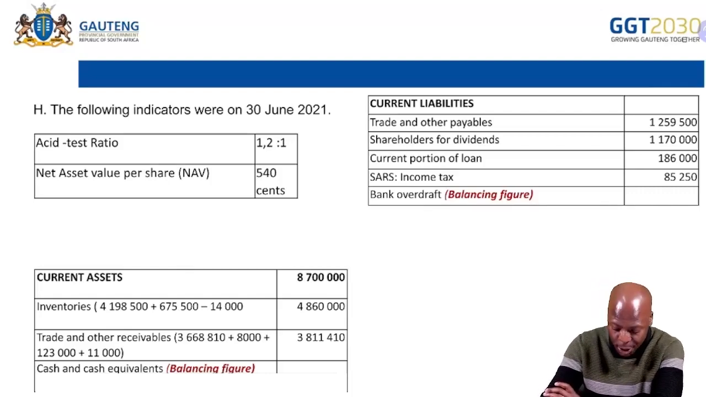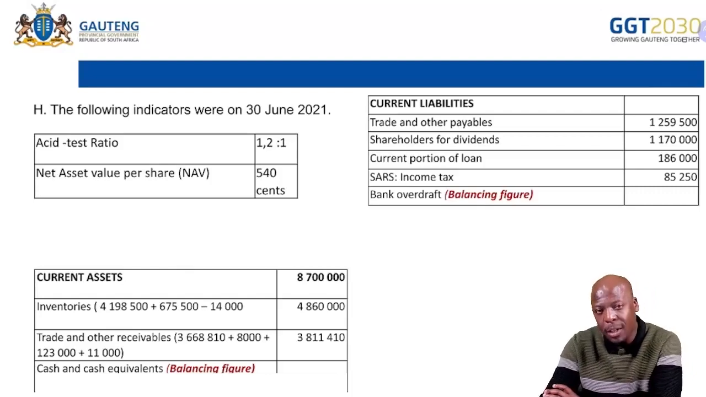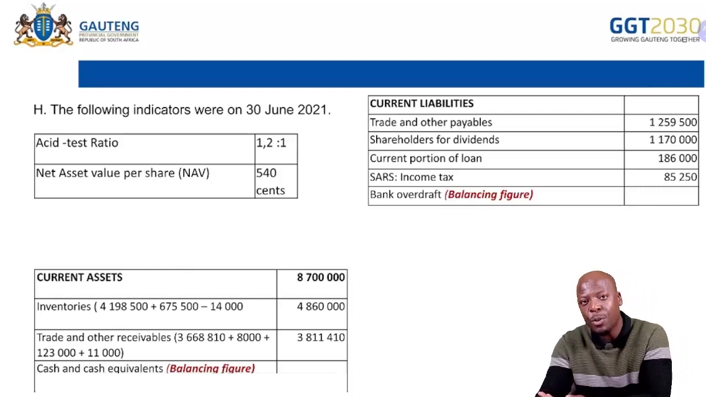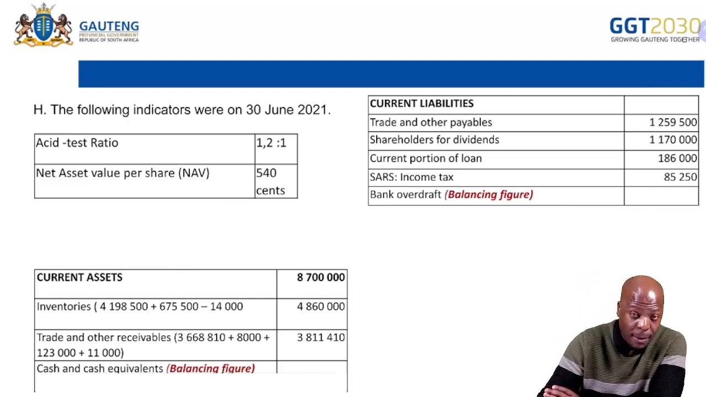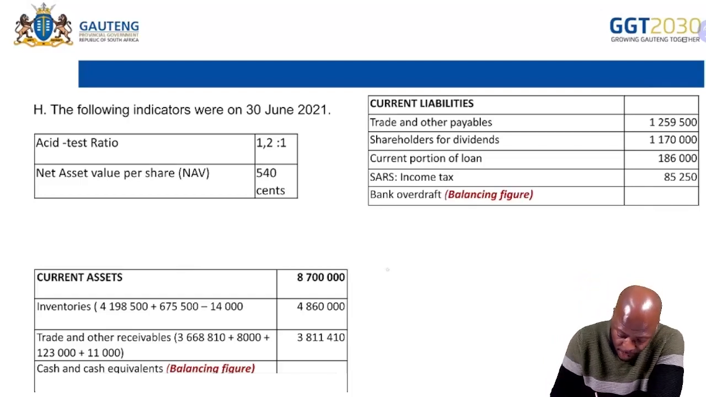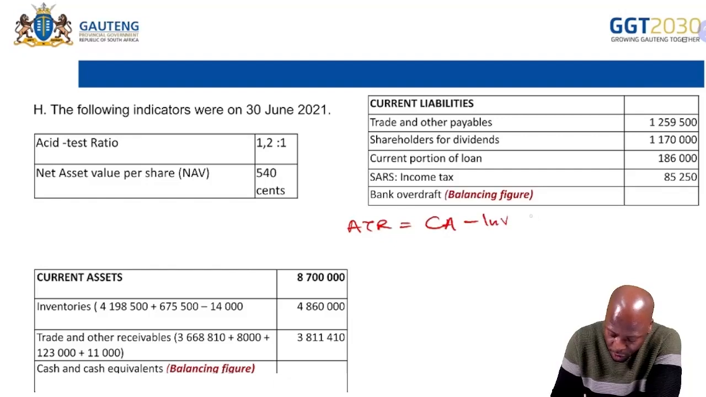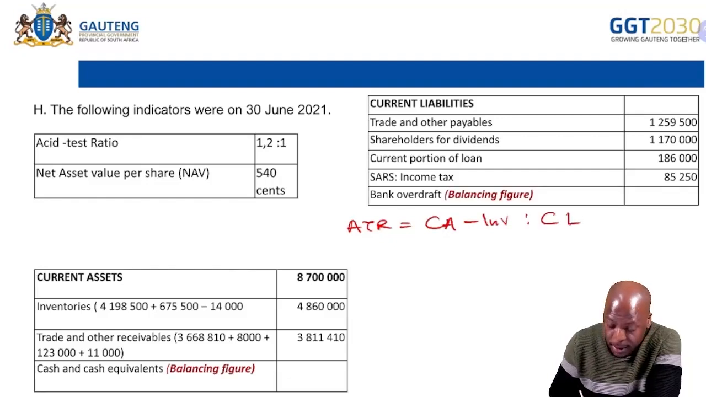Asset test ratio. The asset test ratio is a very interesting financial indicator because it works hand in hand with its closest cousin, which is the current ratio. What is the formula then for the asset test ratio? The formula is your current assets minus your inventories, as to your current liabilities.